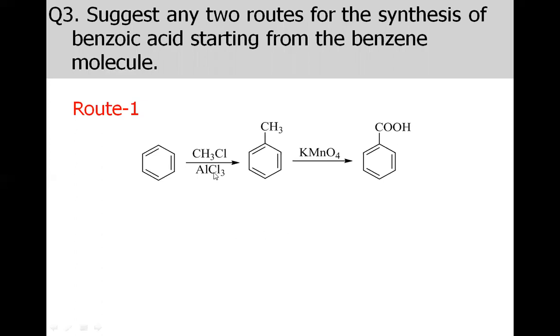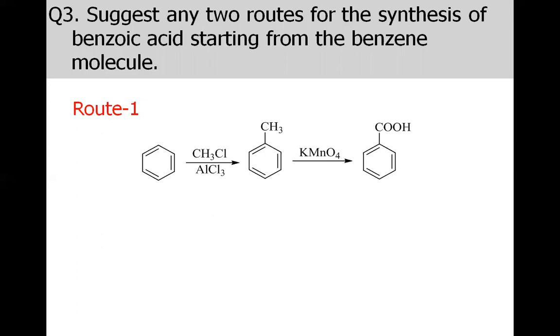So one way is very simple: first of all, let us methylate this benzene using methyl chloride and aluminum chloride as a catalyst. We will have this methyl benzene, which is also called toluene. And then later, in the second step, we may oxidize this benzylic carbon, that is the methyl, into the carboxylic group. Hence, we have got the benzoic acid starting from the benzene in two steps.